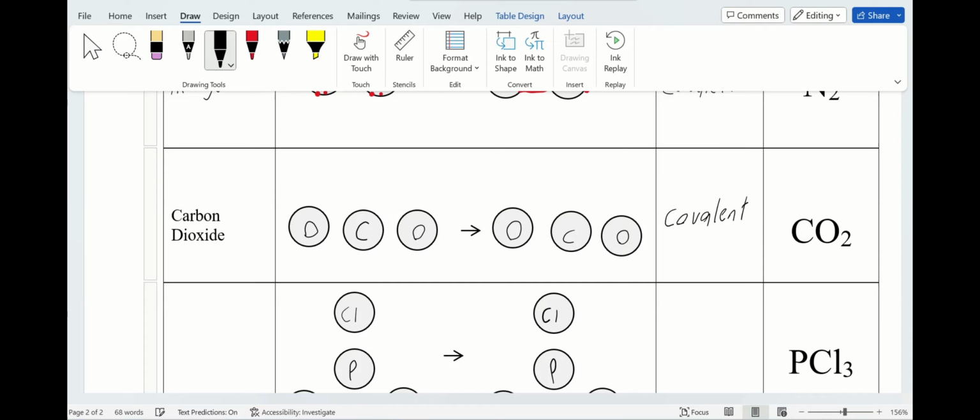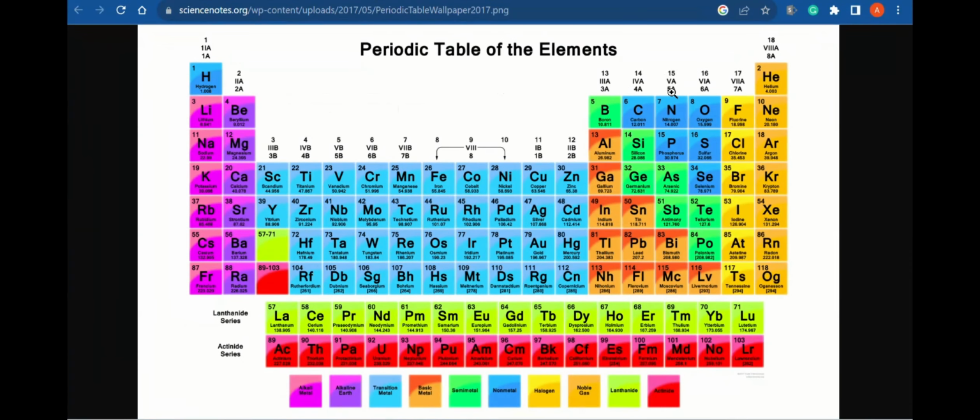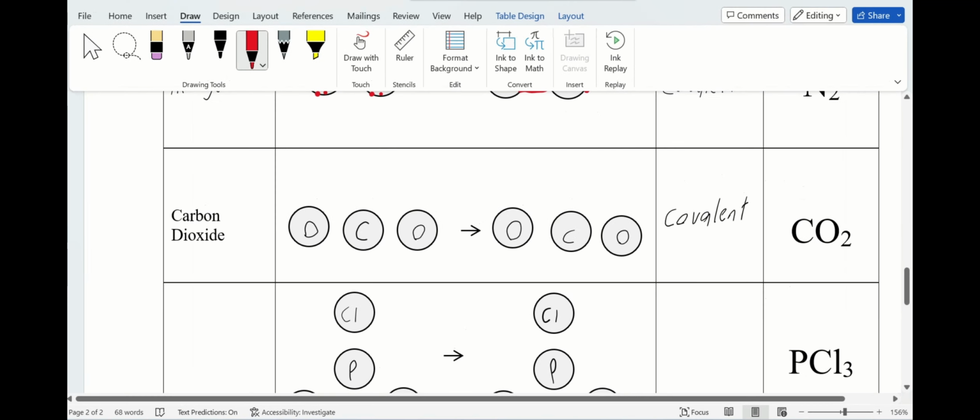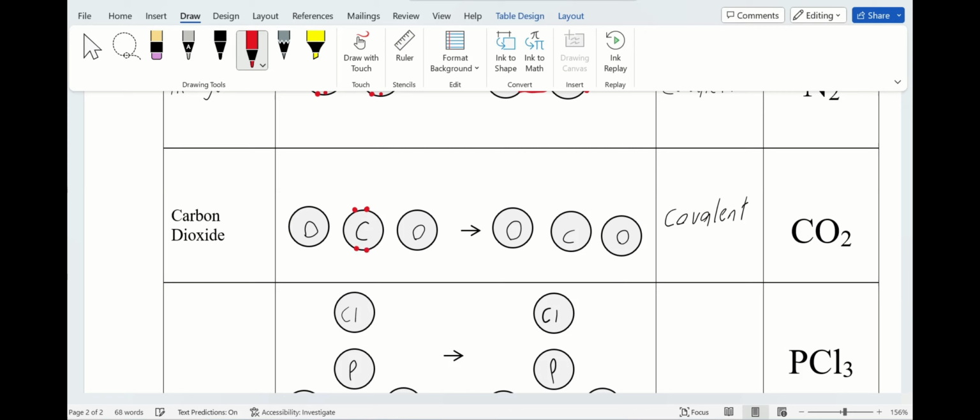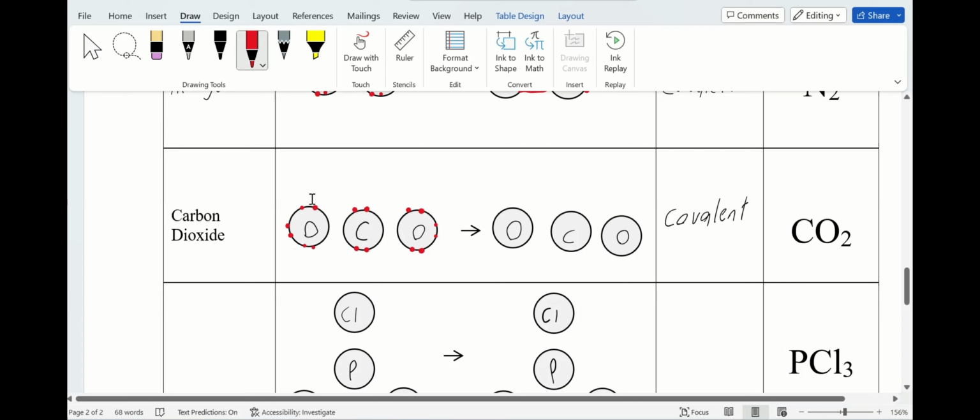So first things first, we're going to look at our periodic table one more time. Carbon right here in group 14, so that's 4. Oxygen over here in group 16, so that's 6. Let's move back over here. So let's go ahead and draw those out. 1, 2, 3, 4. And then oxygen had 6. So 1, 2, 3, 4, 5, 6. 1, 2, 3, 4, 5, 6. So now we've drawn out all of our electrons, and we can count these out. 2, 4, 6, 8, 10, 12, 14, 16 total.